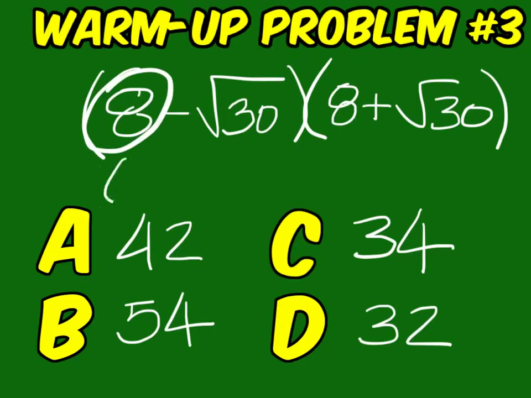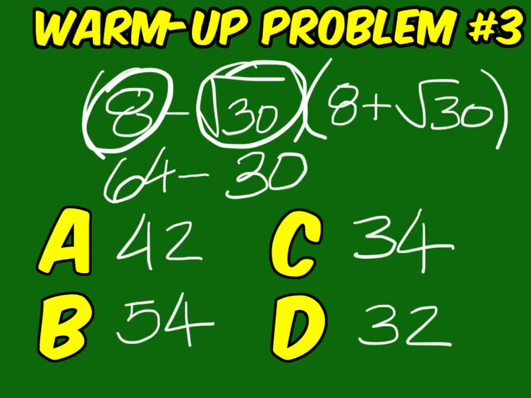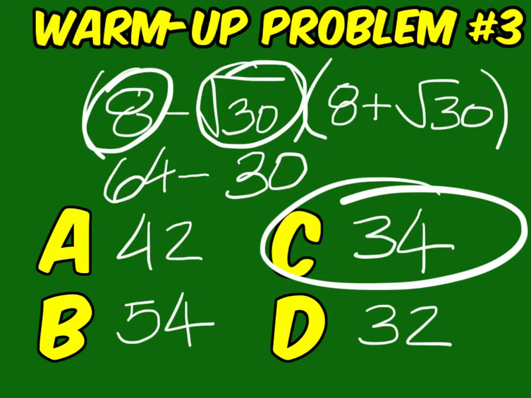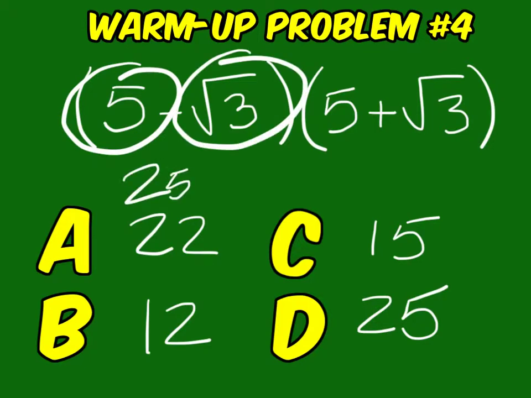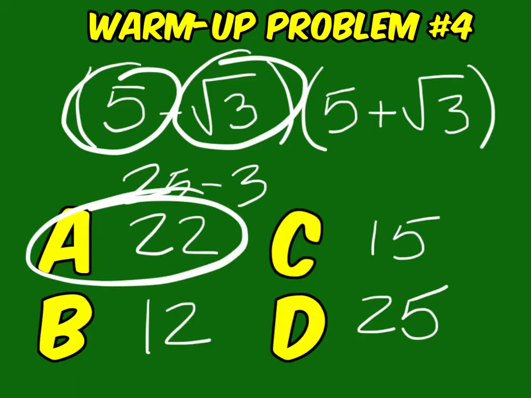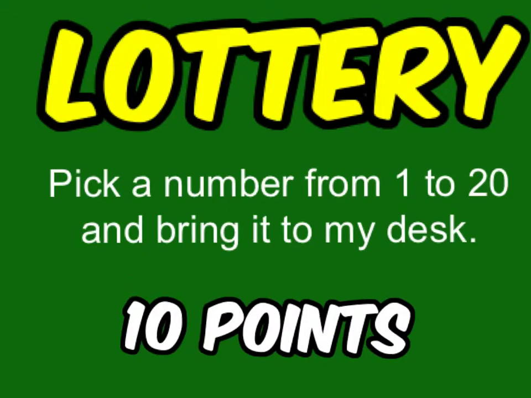Square the 8 to get 64. The square of the square root of 30 is 30. So the answer is 34. On this problem, square the 5 to get 25, square the square root of 3 to get 3, and the answer is 22.